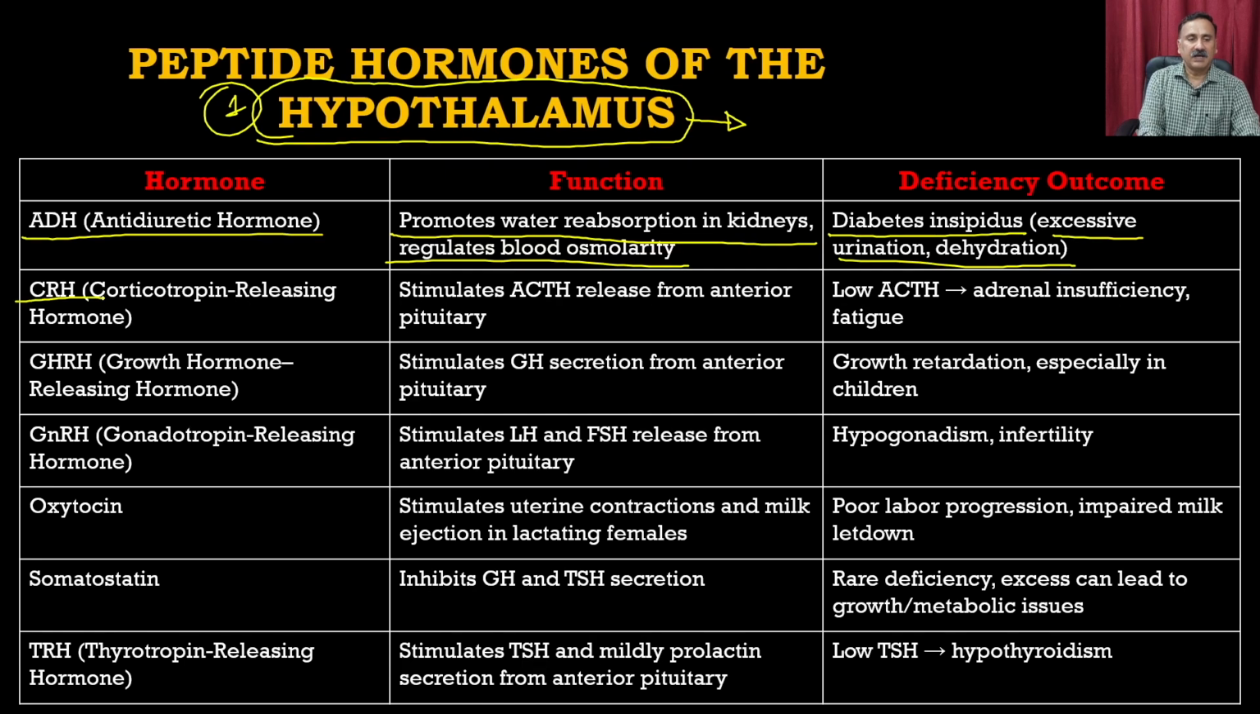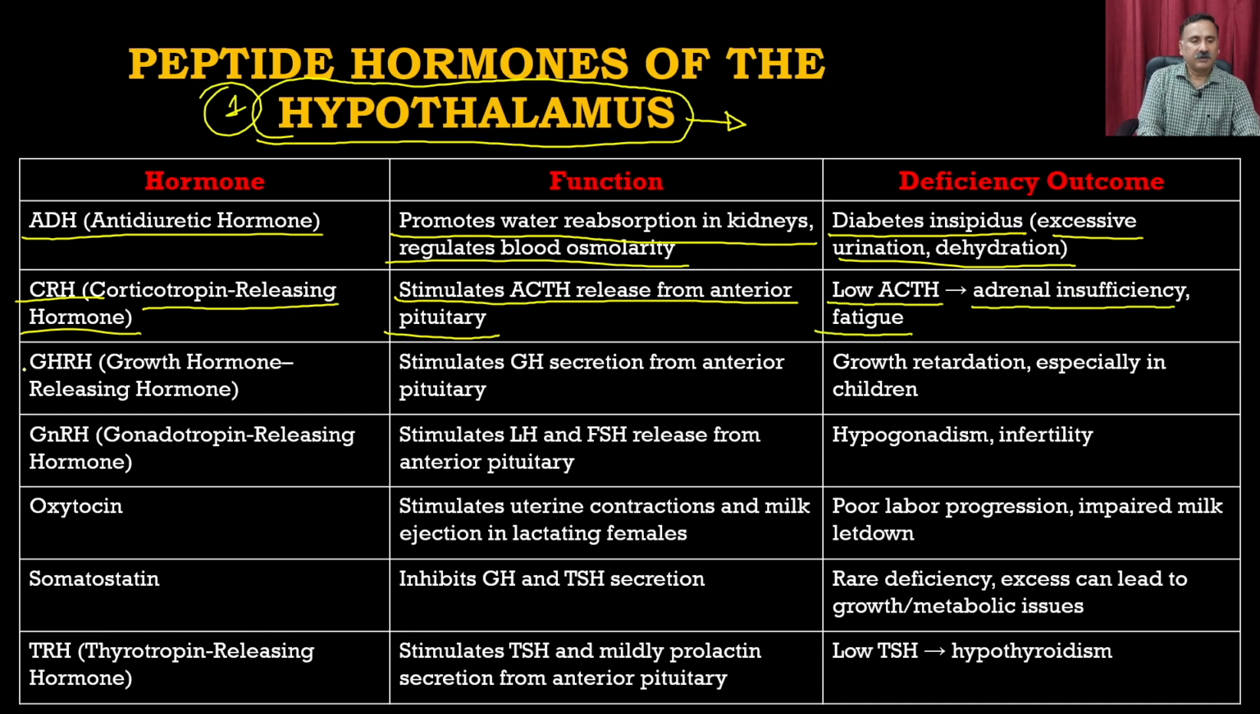Then we have CRH, the corticotropin releasing hormone. It stimulates ACTH release from the anterior pituitary, and if there is not enough CRH, there will be lower production of ACTH, and that is going to be responsible for adrenal insufficiency or fatigue.